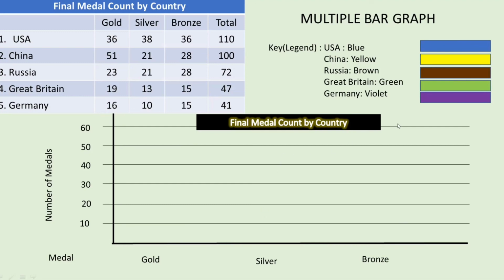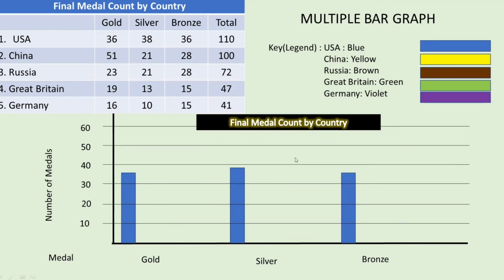So, ngayon, let's grab the medal. So, for USA, ang gold niya ay 36. So, color blue siya dahil ang USA natin is blue. Next is the silver ng USA is 38. So, ayun yung 38 natin. And then, yung USA natin for bronze ay 36. So, ayun yung 36 natin. So, next natin is China, which is yellow. So, yung yellow natin ay China.